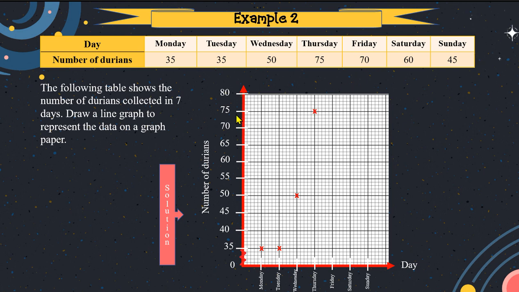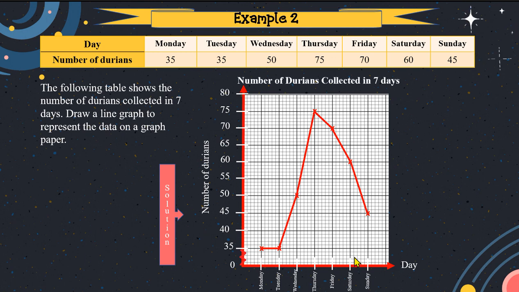And then Friday is 70. 70 is here, you plot here. And then Saturday is 60 here. And then Sunday is 45. So 45 is here, then you plot for the Sunday. After you plot all the points, you join all the points with a straight line. So this is your line graph. And then remember to write down the title, number of durians collected in 7 days. So this is your line graph.